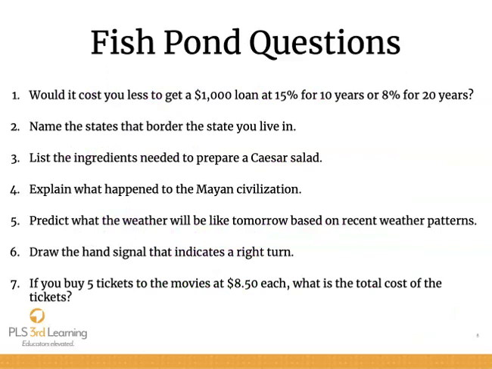Now, let's at least go over the fish pond questions. Would it cost you less to get a $1,000 loan at 15% for 10 years or 8% for 20 years? Name the states that border the state you live in. List the ingredients needed to prepare a Caesar salad. Explain what happened to the Mayan civilization.